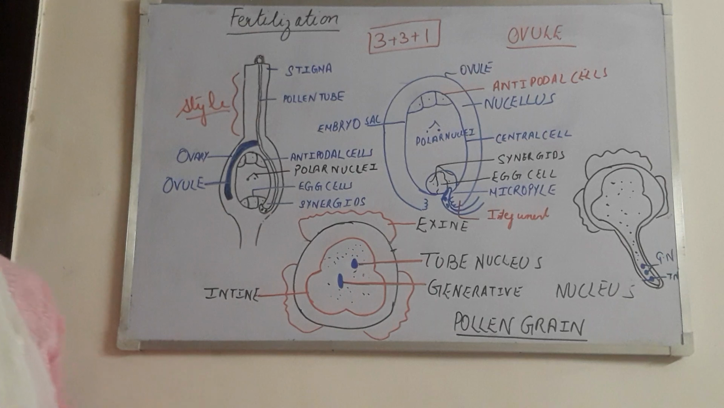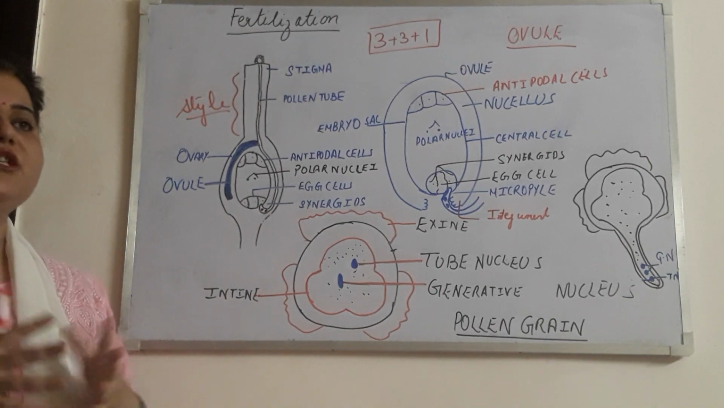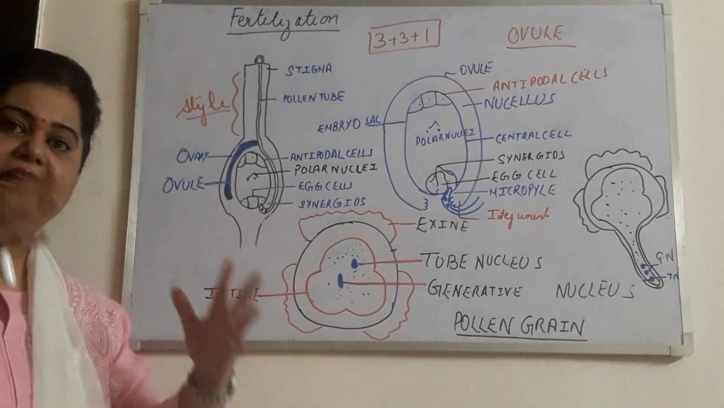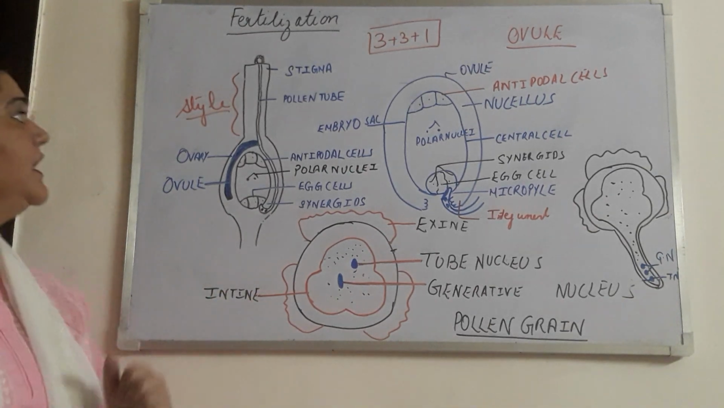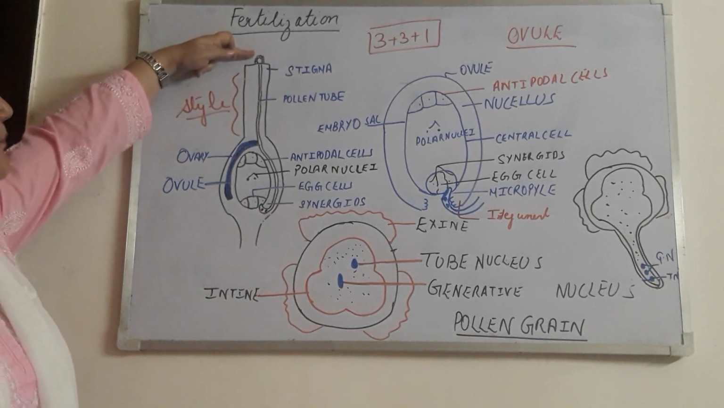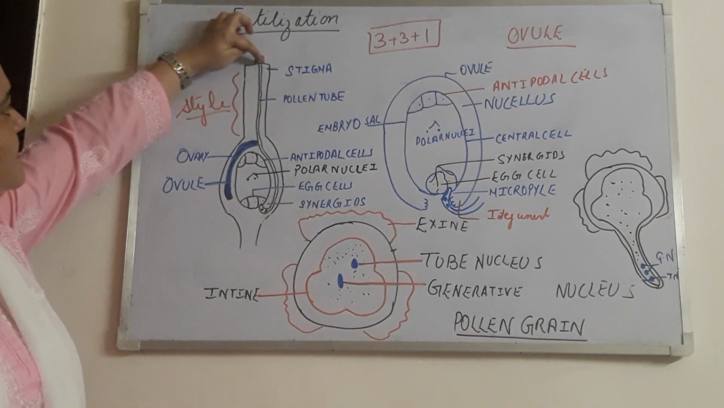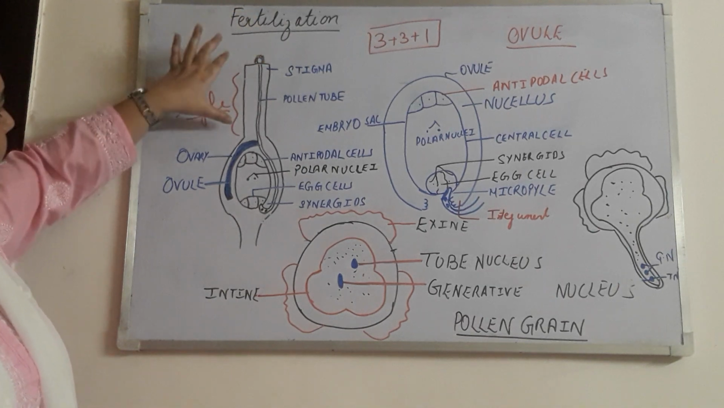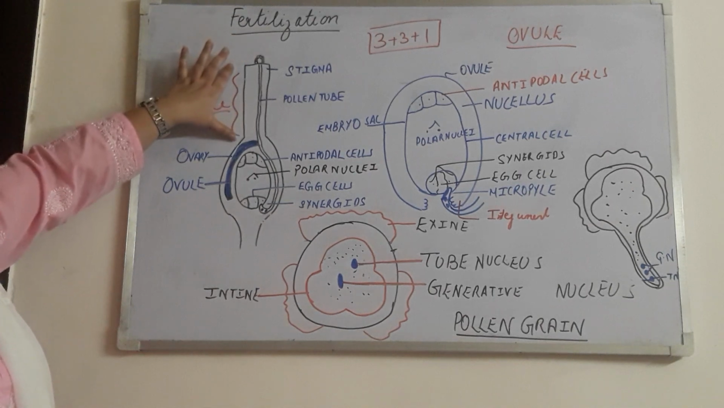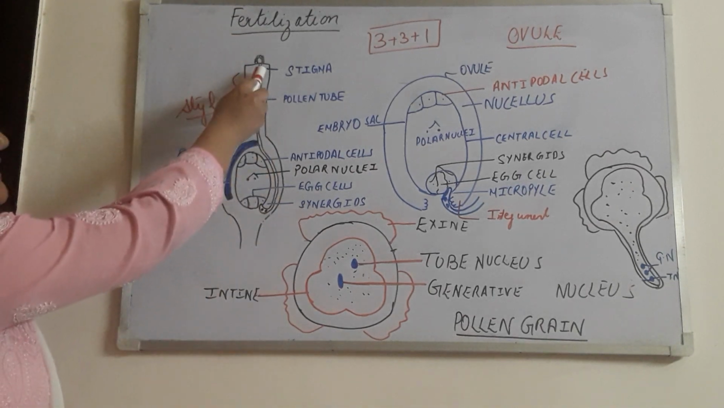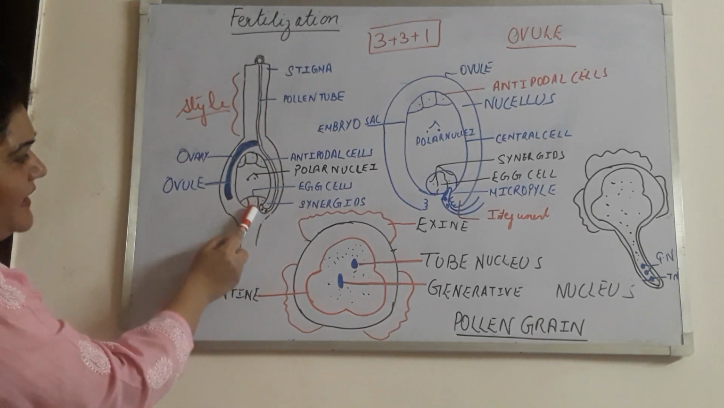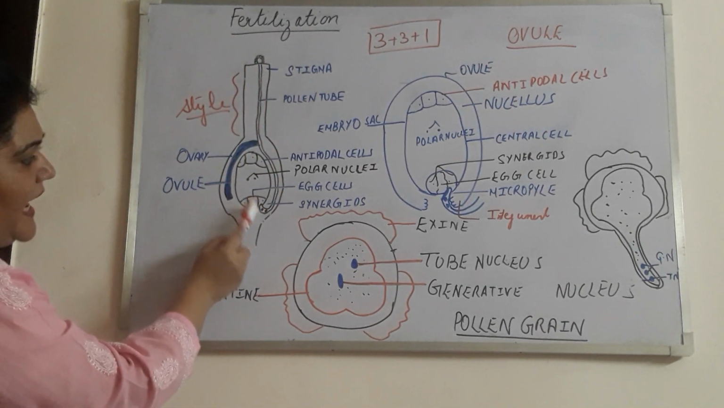What happens in the process of fertilization? As you all know, first of all the pollination occurs, then it leads to fertilization. So what happens in the pollination? Here you can see this is the pollen grain, and this uppermost portion is stigma, and this stalk-like portion is a style. And here you can see I have made a pollen tube going inside this micropylar end.